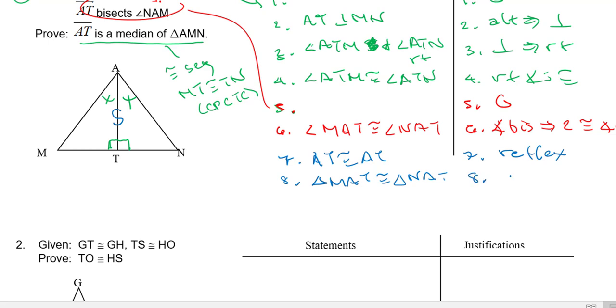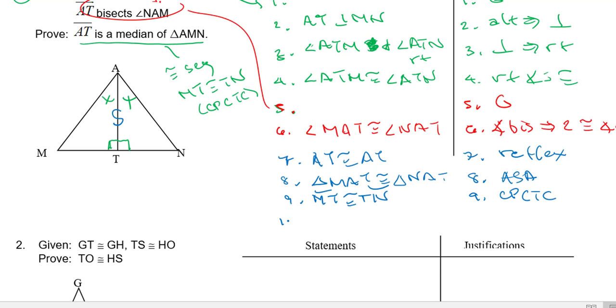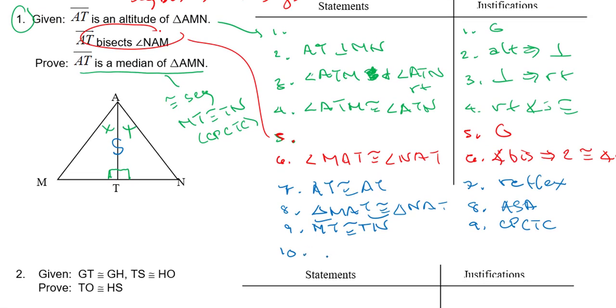And that's of course going to be by angle side angle. Now I can say that MT is congruent to TN using CPCTC. And in step 10, now I can say that AT is a median. Okay, and that would be because of what we saw up above, 2 congruent segments. It's going to give you a median.